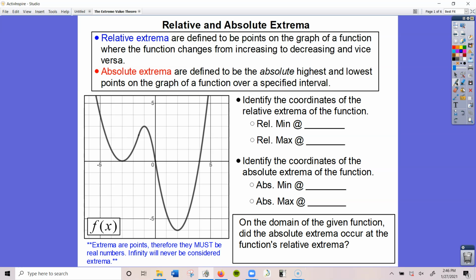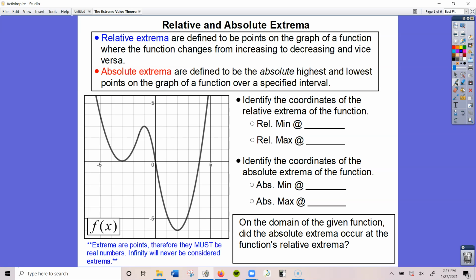Hey guys, today we're going to look at the extreme value theorem. Now, extreme value obviously implies extrema. When we're looking at the extreme value theorem, we use it to find the coordinates of the absolute extrema. So we're going to go ahead and review first the difference between relative and absolute extrema.